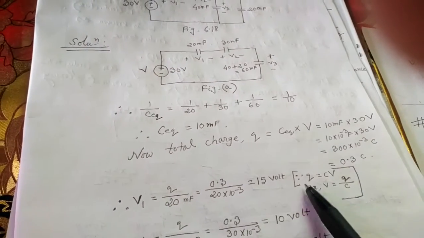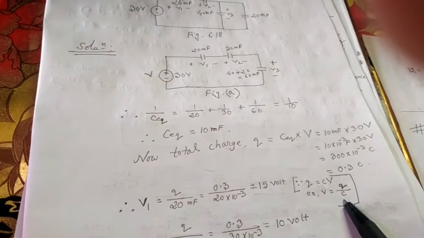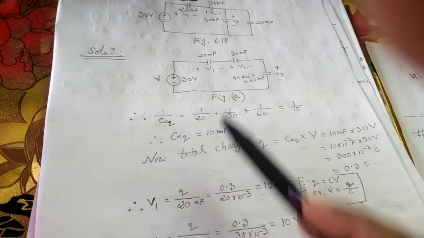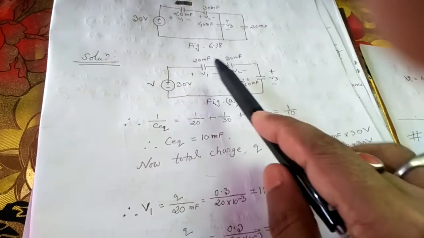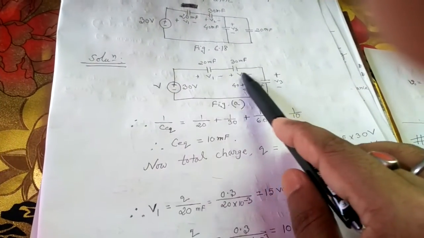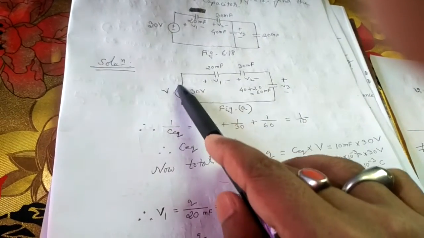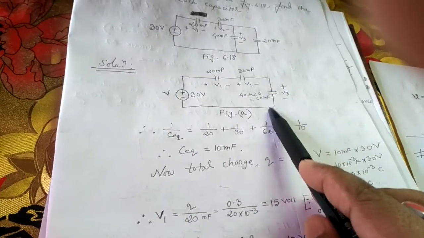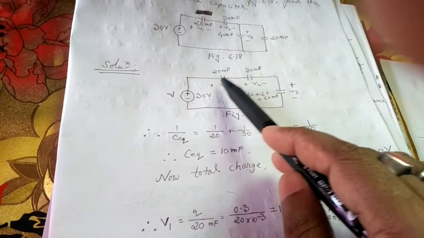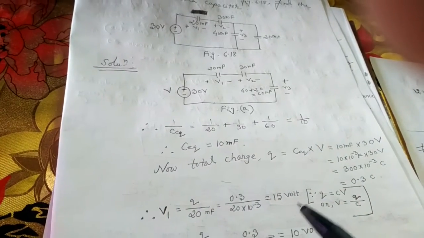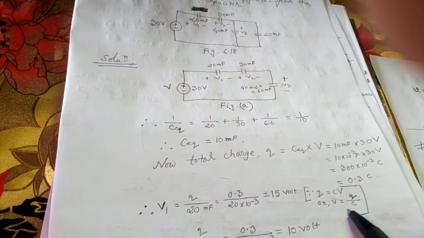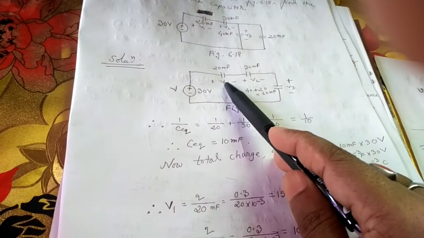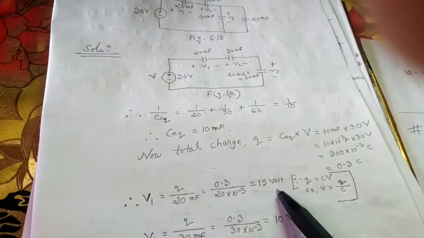Now since Q equals CV, we can say V equals Q by C. If we want to determine V1, it must equal Q by C, where C here is 20 millifarad. Here Q is just like the current. We know for series connection the current is the same, so for this series connection the charge would also be the same. So Q equals CV, and V equals Q by C. Using this formula we can say V1 equals Q by C1. C1 is 20 millifarad, you see. So we have got 15 volts.